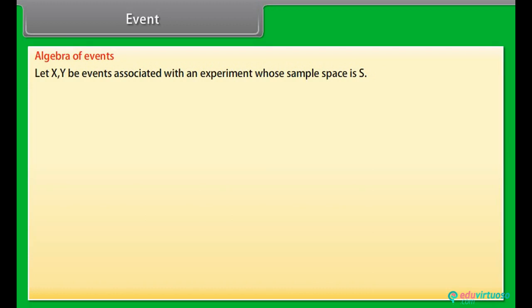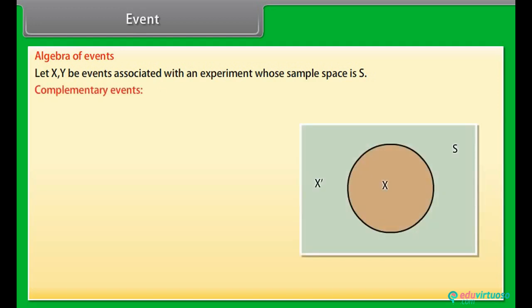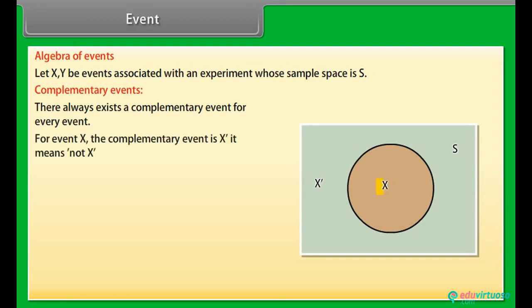Algebra of events. Let X, Y be events associated with an experiment whose sample space is S. Complementary events. There always exists a complementary event for every event. For event X, the complementary event is X dash. It means not X. To understand it, let's take an example.